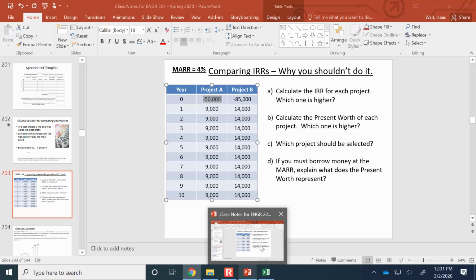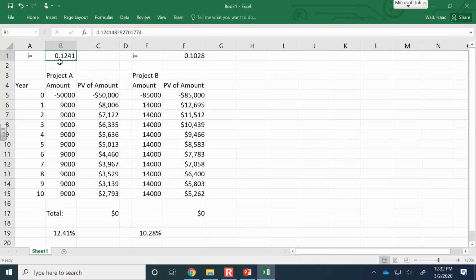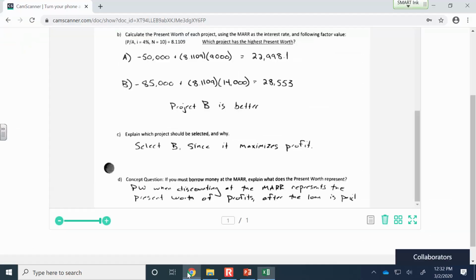So the point is that when to use these methods is almost as important as knowing how to do them, and how to interpret the results is also really important. So on this one, what it showed is that the internal rate of return can be used for initial screening. Both of these were acceptable, and beyond that, we can't choose the option that's best because project A maybe looked like it would be better because it has the higher rate of return, but it's actually project B that gives you the more profit when we look at these present worth calculations.